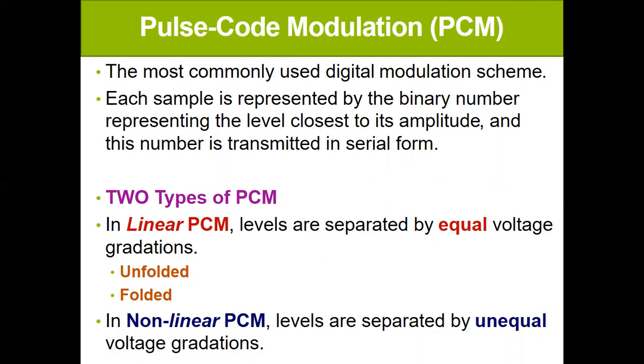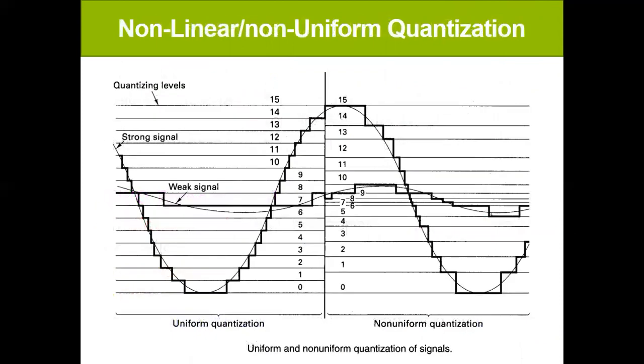In linear PCM, there are two types, unfolded and folded. We will focus more on the unfolded one and discuss the folded one a little. Okay, now let's talk about nonlinear PCM. In nonlinear PCM, the voltage levels are not separated equally, the voltage gradations are unequal. Let's see an example.